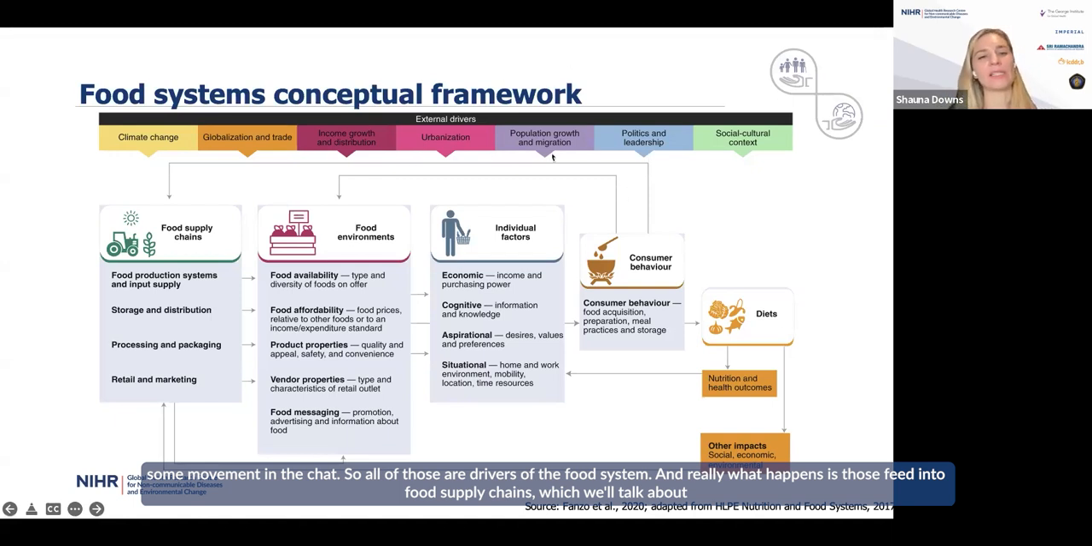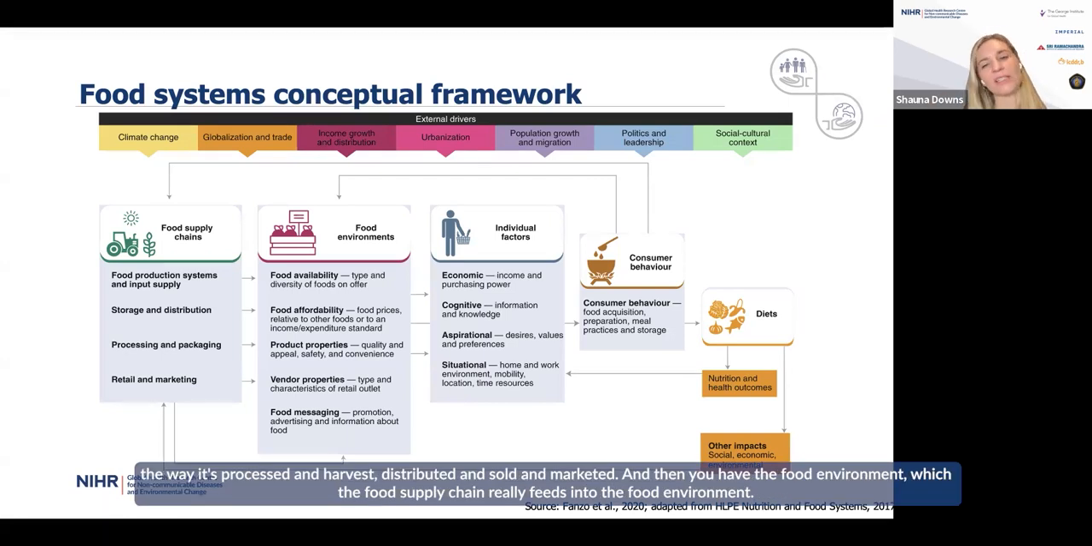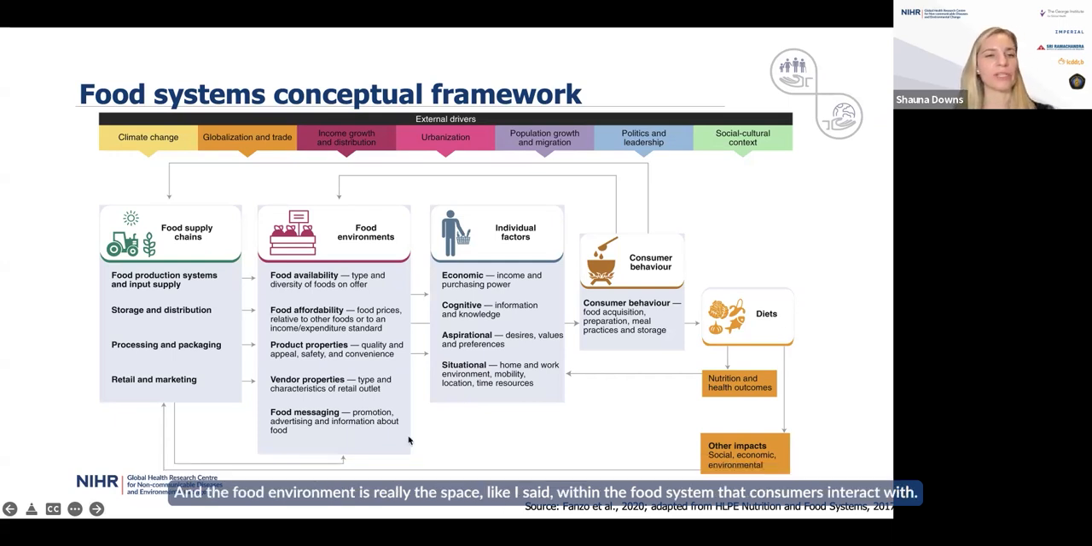And really what happens is those feed into food supply chains, which we'll talk about in future lectures in more detail. But basically, it's agricultural production, the way it's processed and harvested, distributed, and sold and marketed. And then you have the food environment, which the food supply chain really feeds into. And the food environment is really the space, like I said, within the food system that consumers interact with.